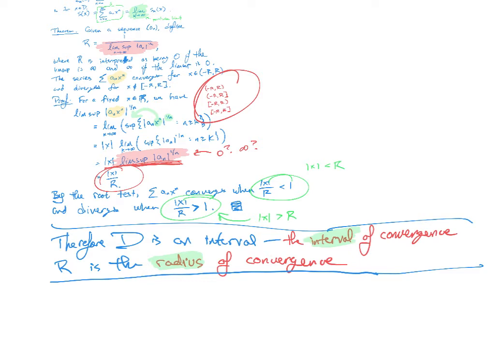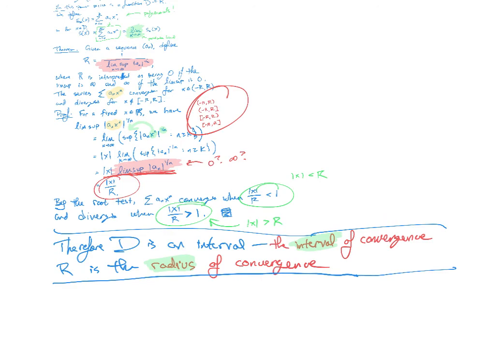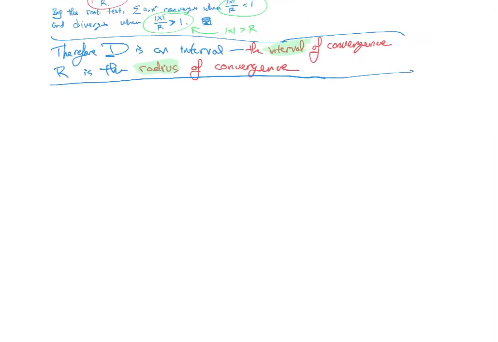Now, our next result is where all the heavy lifting gets done. So we've got intervals of convergence. Now we want to get uniform convergence.